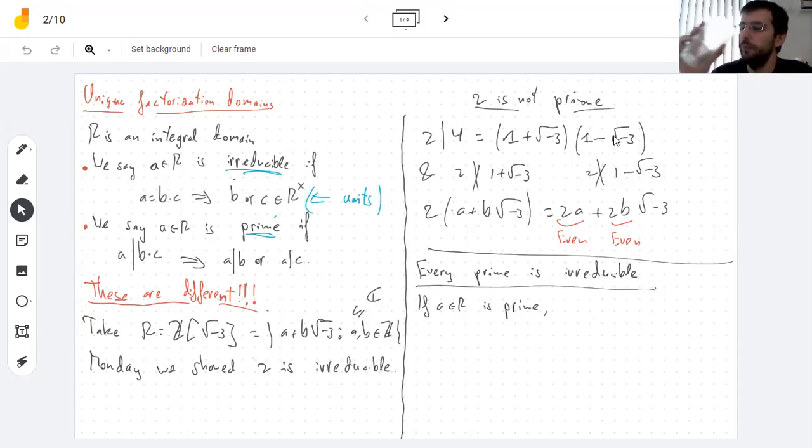That there are two numbers that multiply to make it? That there are two numbers, or that there are no two numbers? That there are no two numbers that can... Okay, so how do we show that that's impossible?